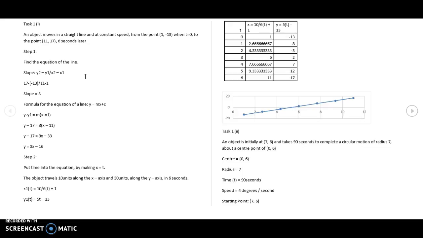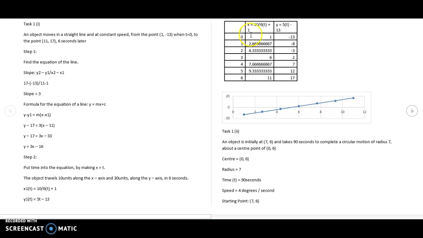So step 2 was to put time into the equation by making x equal to t. So the object moves 10 units along the x-axis and 30 units along the y-axis in 6 seconds. So the formula for the movement of the object along the x-axis was 10 over 6 times t plus 1, and the formula for the progress of the object along the y-axis was equal to 5t minus 13.